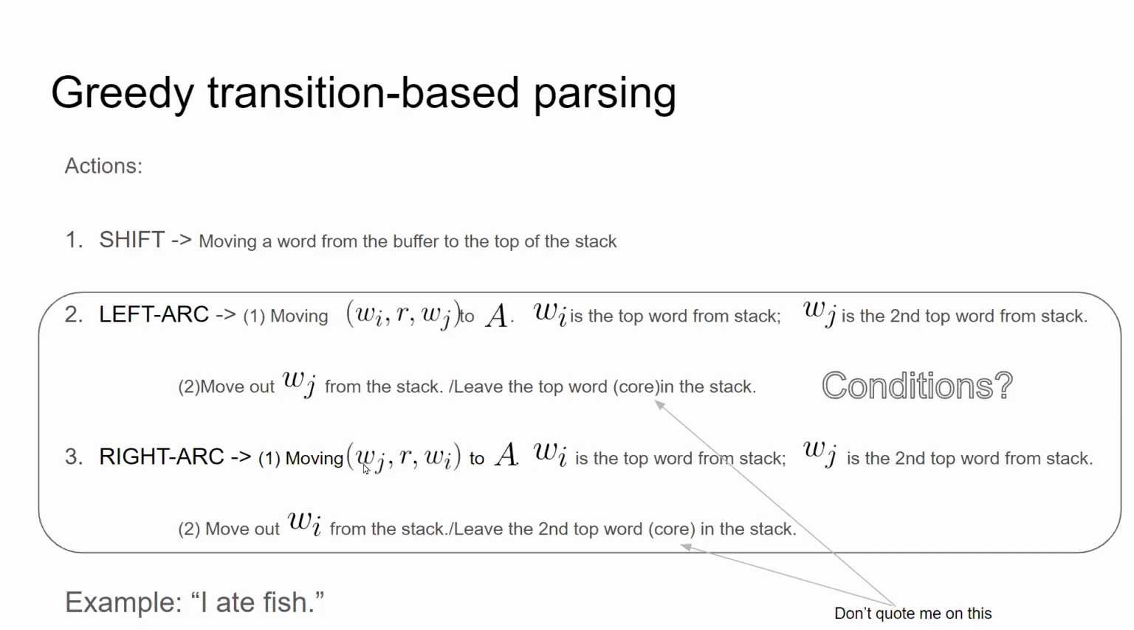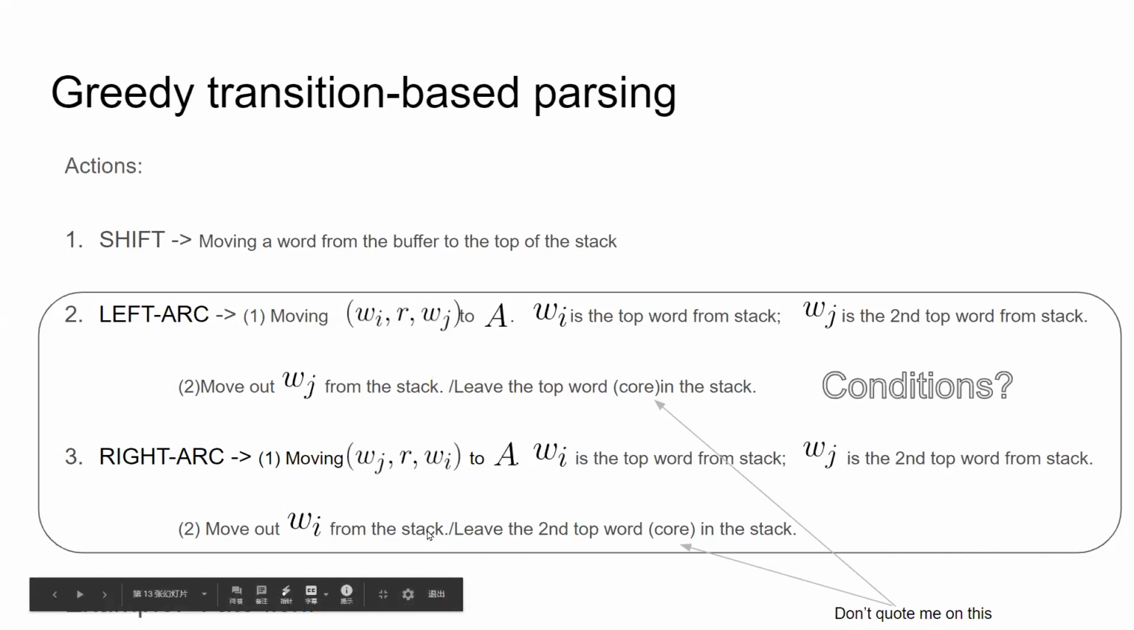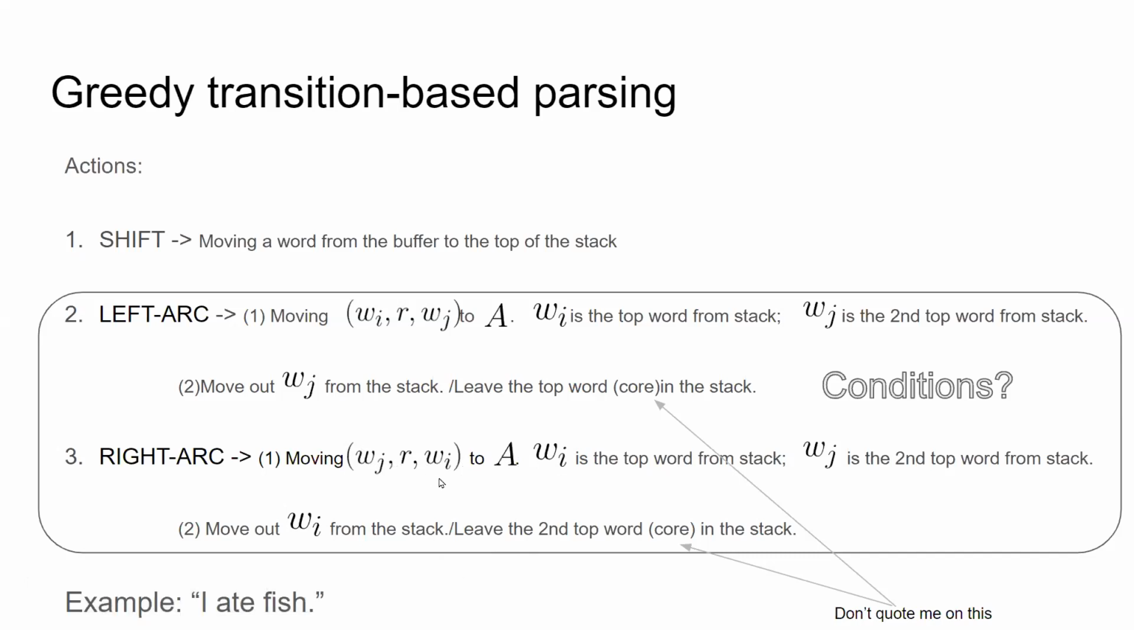So now what is the next step? Just like left arc, you might have guessed it already. It's moving out the top word WI from the stack, because here WI, the top word in the stack, is a dependent. We don't want the dependent word to remain in the stack. We want to keep the head word, the governor, the superior word. So we keep the second top word, WJ.